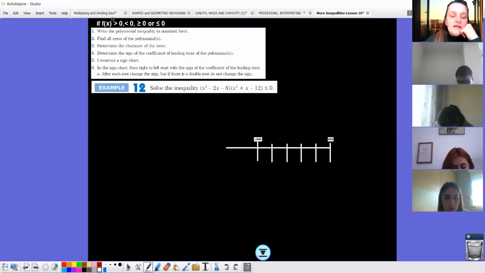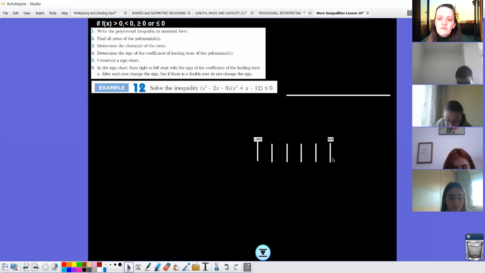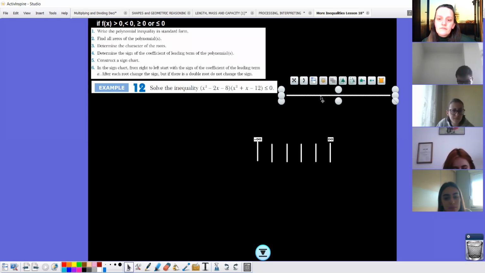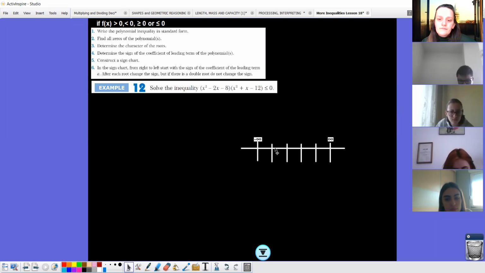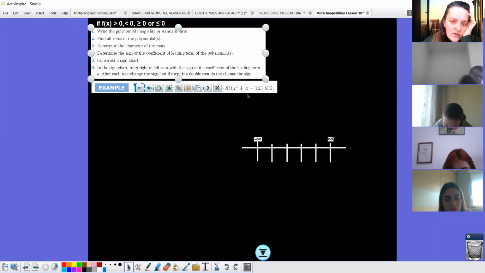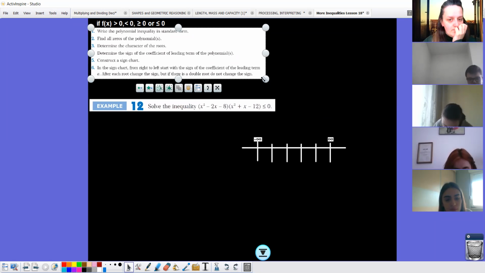Now here, guys, I showed you step by step how we are writing the sign chart. Here, it's given how we can do it in one column. Now here you have some steps.